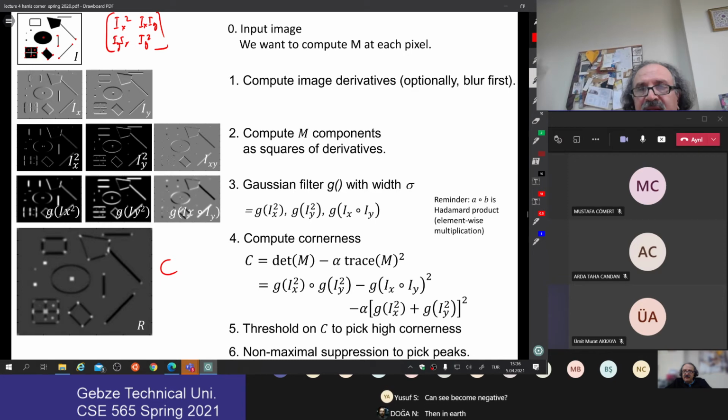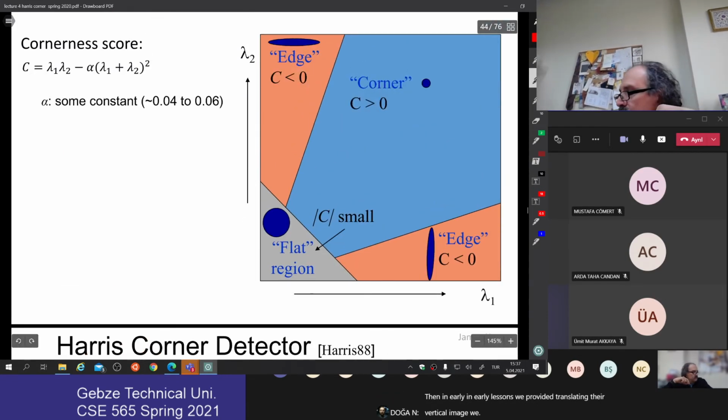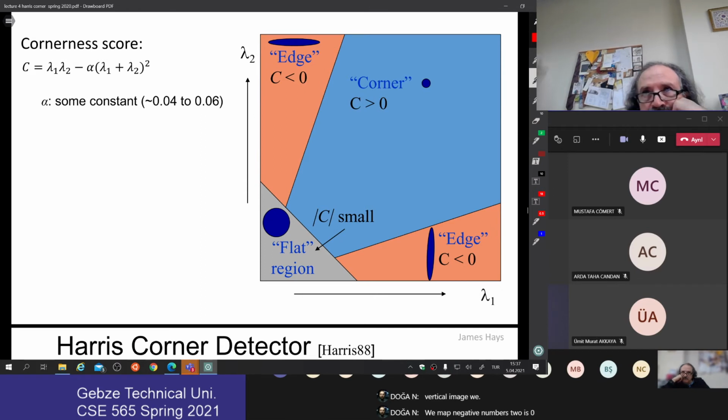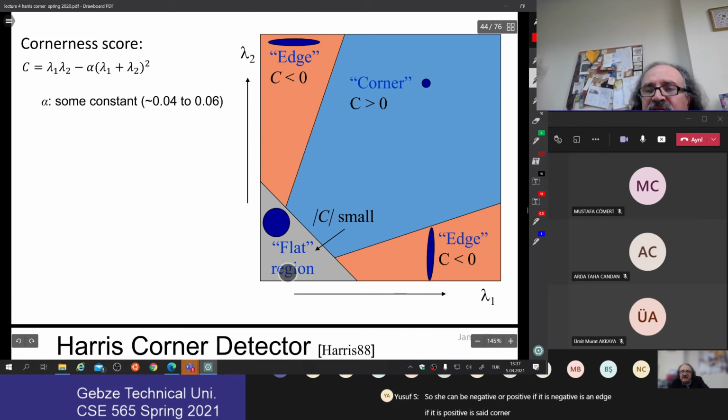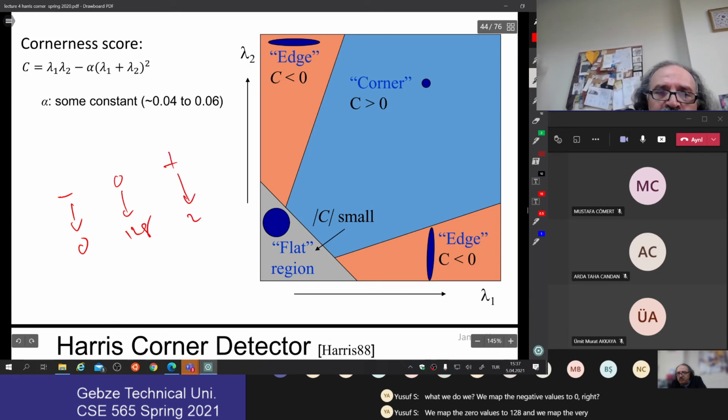In early lessons, while we were translating the derivative of an image, we mapped negative numbers to 0 to 128. So C can be negative or positive. If it is negative, it's an edge. If it is positive, it's a corner. If it is around 0, it's a flat region. So we cannot show negatives in the images. So what we do is map the negative values to 0, the 0 values to 128, and the very positive values to 255.